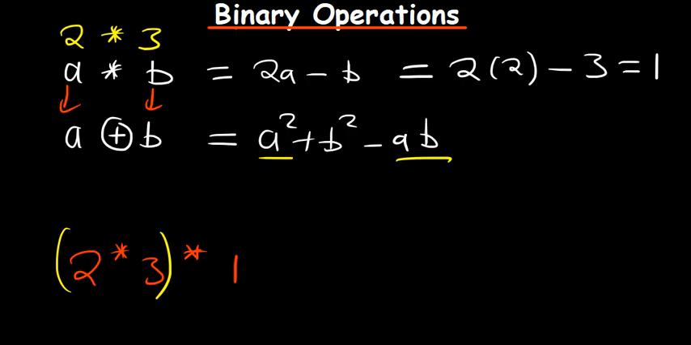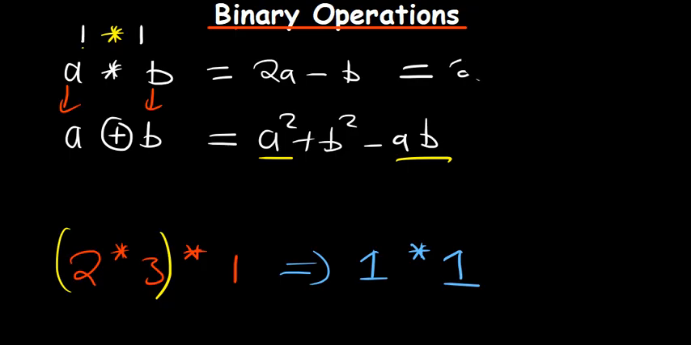What that means is it has simplified to 1 star the one that was already there. So we're supposed to go back and update our results. We're now going to use 1 star 1. Where there is a and b, we're definitely going to put 1s on both. So it will be 2 times 1 minus 1, so that will be 1. So that's the final answer for the first one.